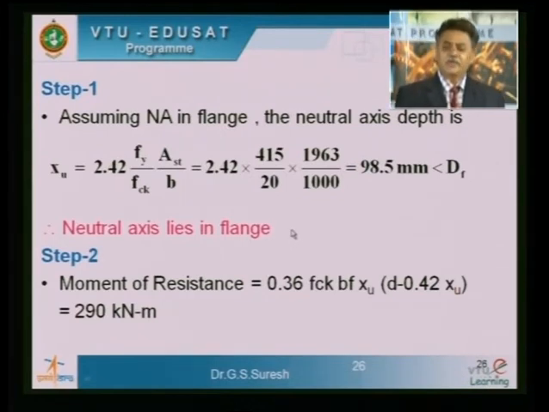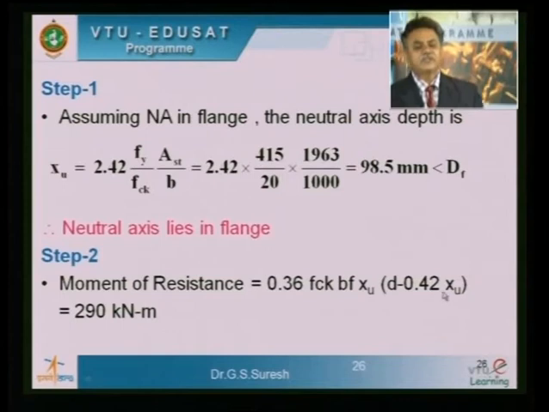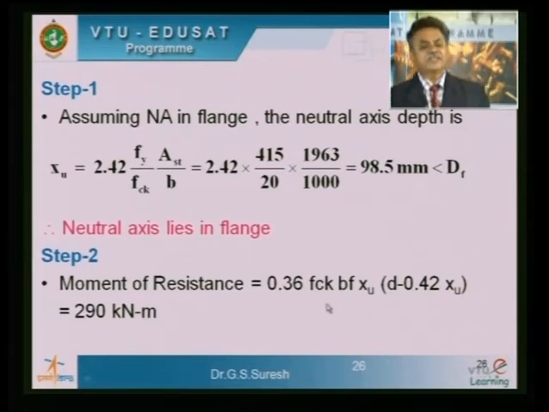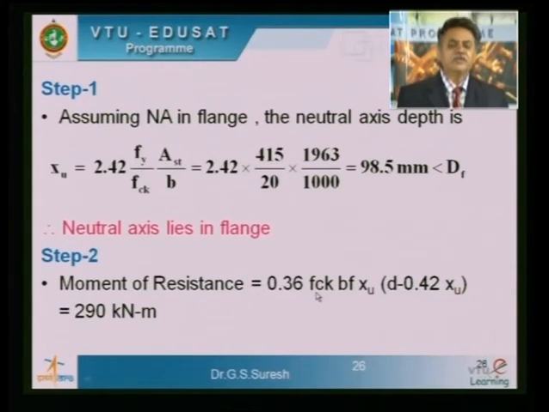Then the moment of resistance is very simple: 0.36 FCK BF XU into (D minus 0.42 XU). You can also do this by 0.87 FY AST into (D minus 0.42 XU); you get the same answer. So the moment of resistance is 290 kilonewton meter.